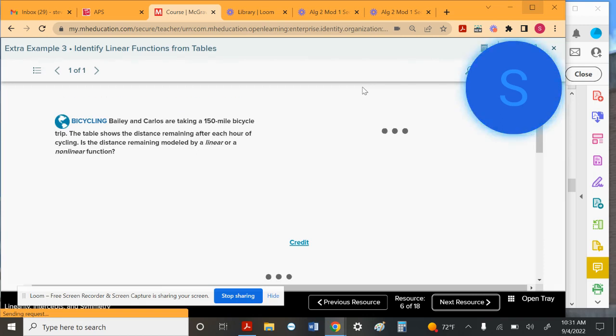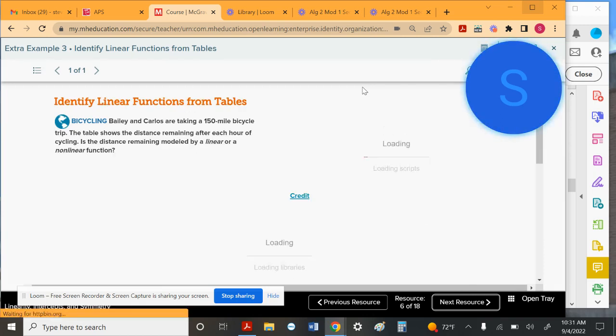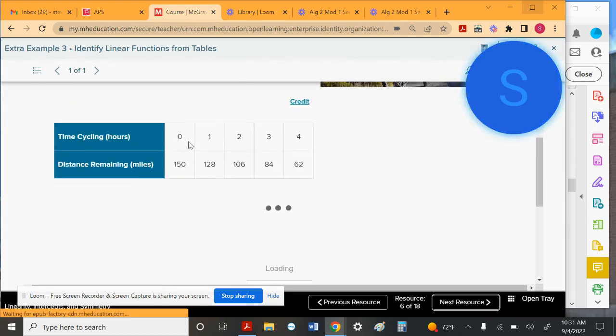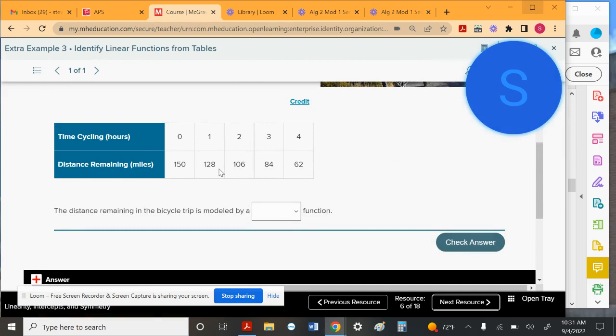Okay, from tables, what we have to do is make sure that x and y are going up the same amount each time. So notice that the x values go up by 1, so then we just check. This one's going down, but it goes down by 22, then it goes down by 22, then it goes down by 22, then it goes down by 22, so this one's definitely going to be linear. Okay, it just happens to be linear in the negative direction.